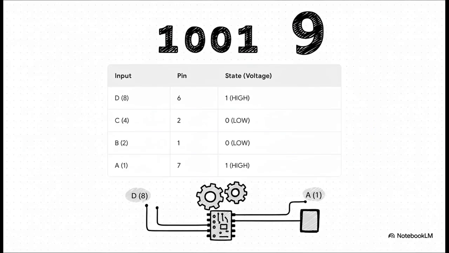Let's jump all the way to our highest single digit, the number 9. The binary for 9 is 1001. So we set input D, which represents the number 8, to high, and input A, which represents 1, to high. 8 plus 1, that equals 9. See? That's how the chip thinks.